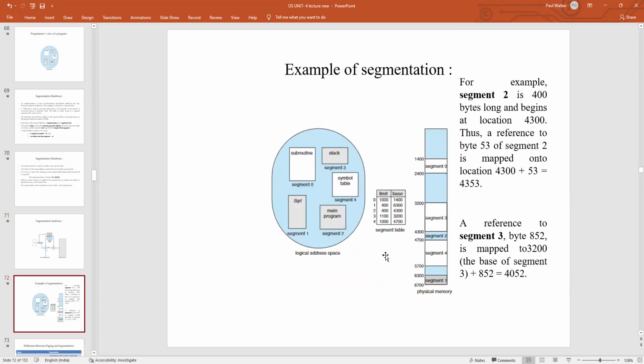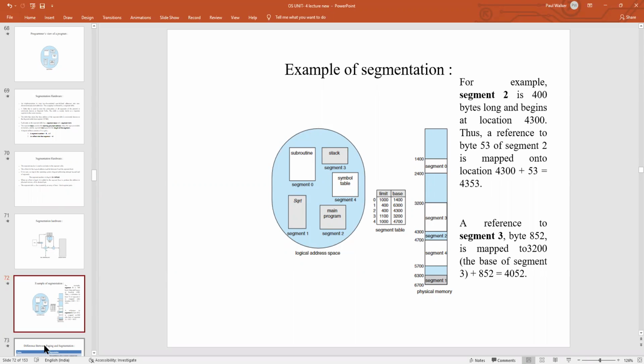So this is another example of the user's programming view. As we know, it is divided into 5 different parts: subroutine, square root, main program, stack, and a symbol table. Each segment table will have a limit register and a base register. For example, here we can say that segment 2 will have the address range from 4,300 to 4,700. Here the difference of the value is 400. Like this, the segment value has been divided and mapped with the segment register.